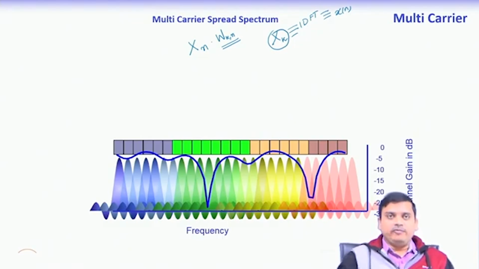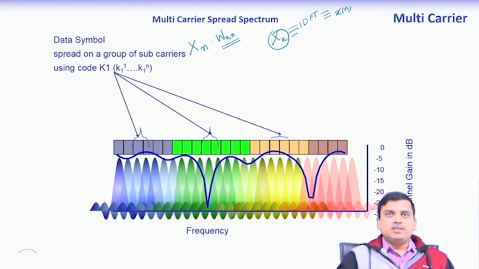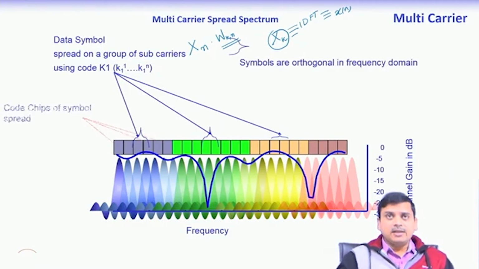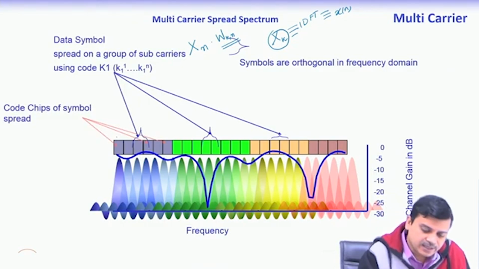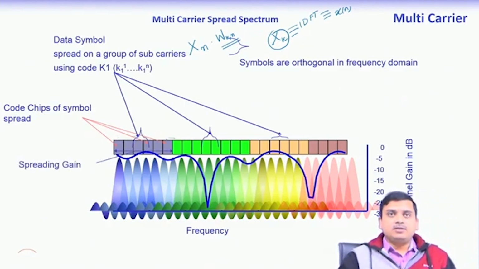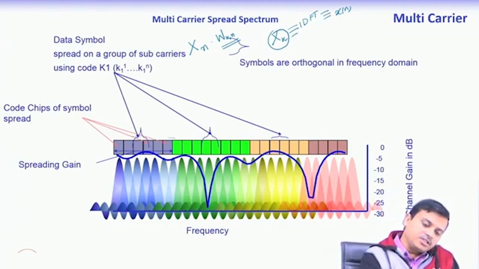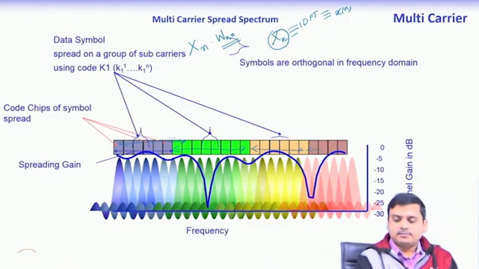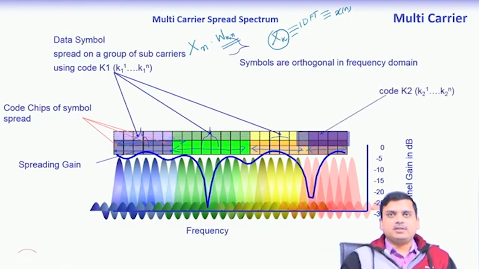So, this is one view of such a thing. What we see is that these are the data symbols which have been spread on a group of subcarriers, and they are orthogonal in frequency, and these are the chips of the spread. As we have said, let us say there is one symbol and this is spread across the entire set of subbands. And this is the spreading gain, because the same information is contained in this entire set, it is simply spread across the set of frequencies.